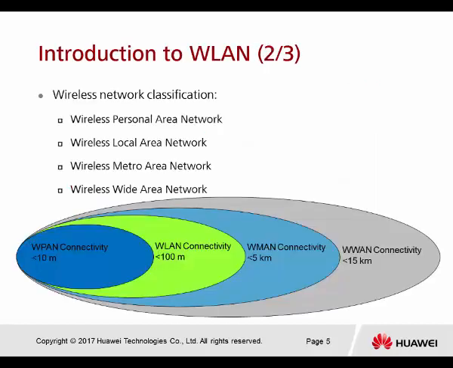So for WLAN, we can classify it into 4 different types. For the first one, we call this the WPAN, which stands for Wireless Personal Area Network. This network can only cover up to 10 meters. So those technologies can be used in this area, mostly infrared or Bluetooth.